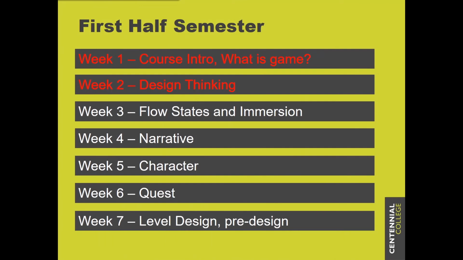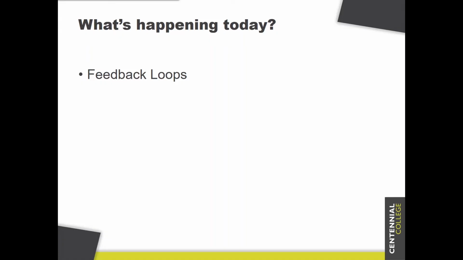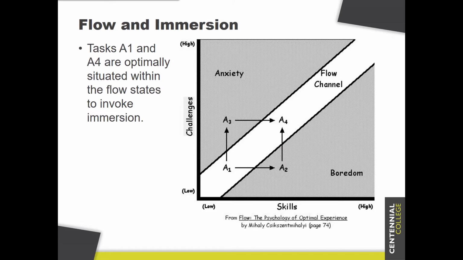So guys, moving forward here, let's take a look where we've been. We've already finished our course intro, we've already talked about what a game is, we talked about different design thinking and methodologies, and we've talked about the idea of flow states and immersion. We're still on week 3. We're just moving on to the idea of how we can affect flow states and immersion and what we can do as far as design is concerned to make sure that our players remain within our flow channel. All right? So today we're going to talk about the idea of feedback loops.